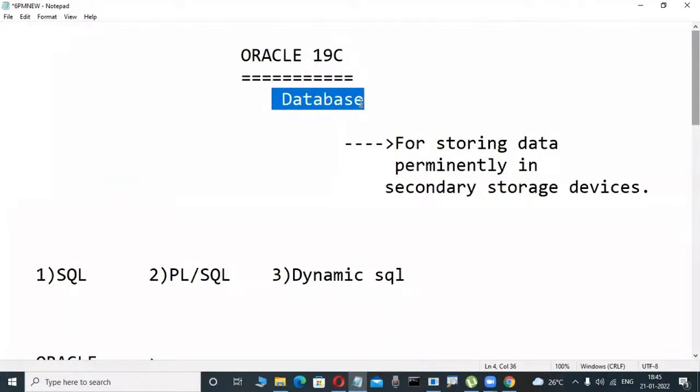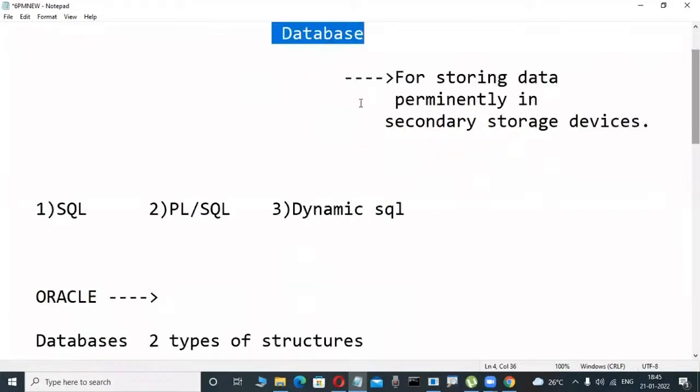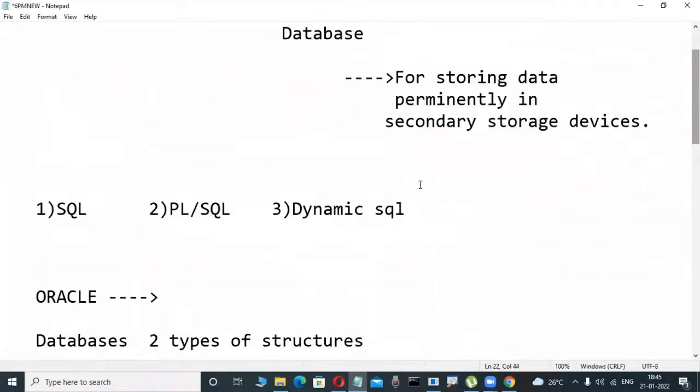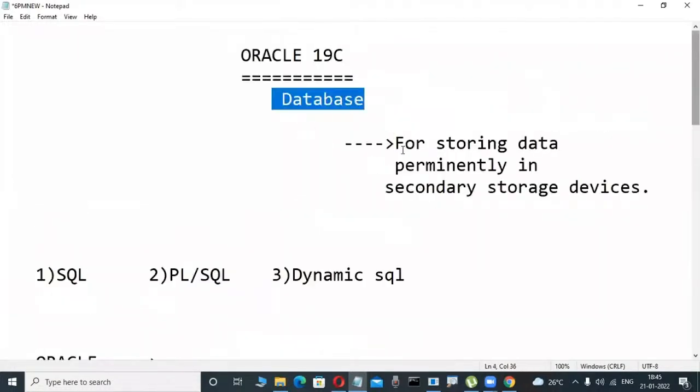What is a database? If anybody asks, as a developer, how do we tell them? It is a place where we can store a structured collection of data. That is the logical side we are telling. What is the purpose of databases? Not only storing data permanently, but also retrieving and fetching data in an efficient way from some place.